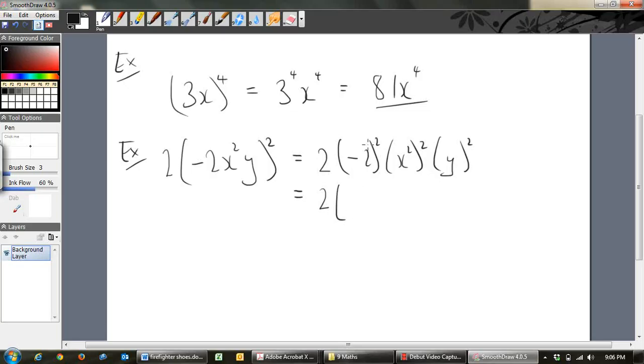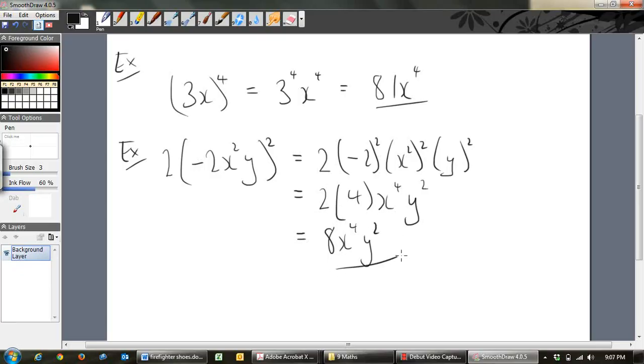What's negative 2 squared? That's negative 2 times negative 2, that's 4. And what's x squared squared? Remember, when we're raising an entire thing to another power, we multiply. So 2 times 2, x to the power 4, and y squared is just y squared. Clean it up. 2 times 4, 8x to the 4, y squared is your answer.